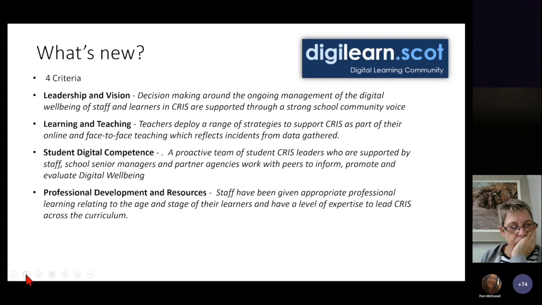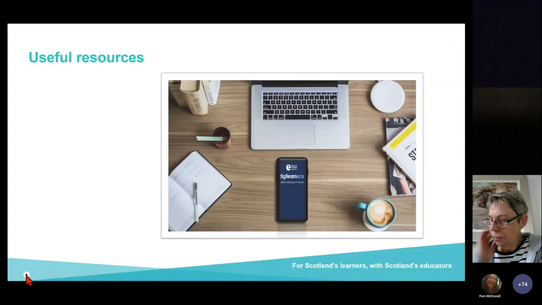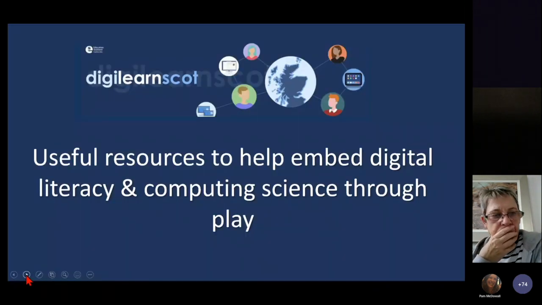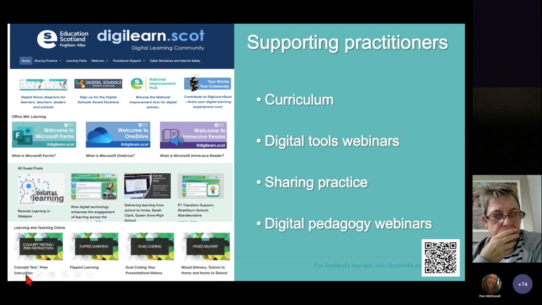And again, that goes back to those strong conversations that you have with the learners. Looking at the student digital competencies, and then finally the professional development and resources. It's so important that you all get the correct professional learning and resources that you require at your fingertips. And again, just moving on to, well, what do those resources look like and where can I access those resources? Really, really important. And again, we've all emphasised this today, DigiLearn Scot.